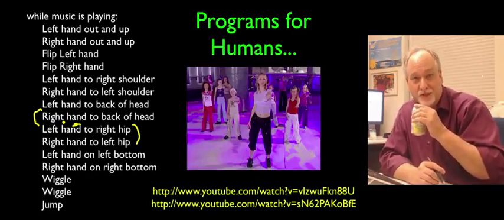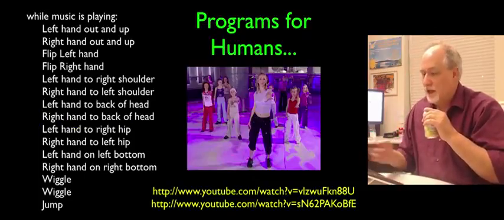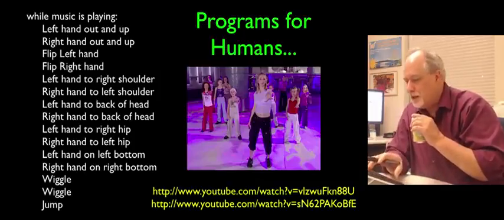So we have to be explicit. Computers do exactly what we say. They don't do what we mean to do. So let's clear that. Here's another example. Okay, let's see how this comes out.